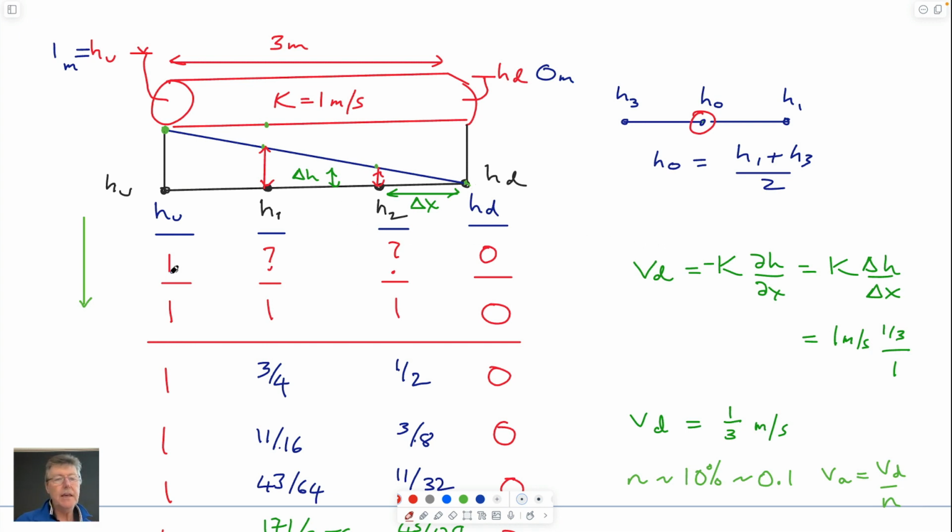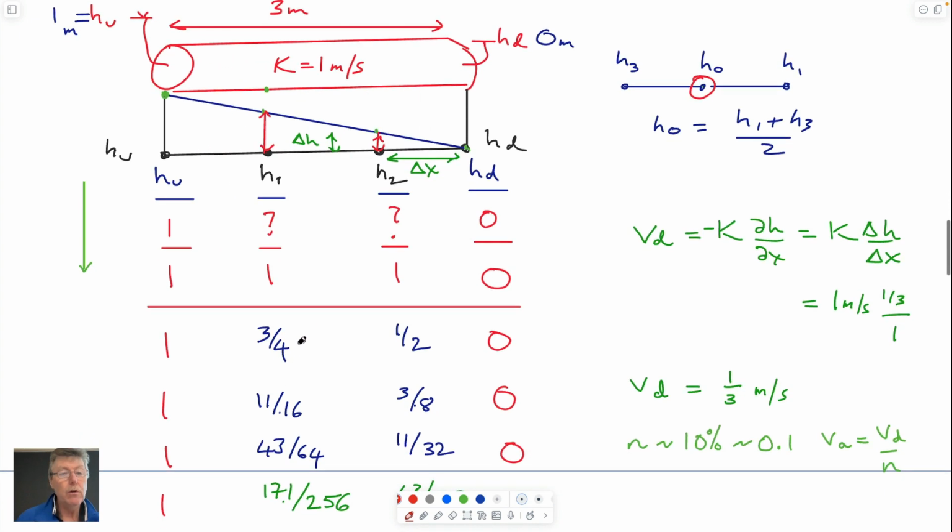And so we can set up a little scheme where we take the upstream head, which we'll say is 1 meter. We'll take the downstream head, which we'll say is 0 meters, just to make life easy. We don't know what the heads at these intermediate locations are. That's a mystery because we have to solve for that. But what we could do is assume some values. We could either assume 0 to be the same as the downstream, or we could assume 1 to be the same as the upstream. It doesn't really matter which one we do. And so all I've done here is assume that those heads are equal to 1. So the nodes are 1, 1, 1, and 0.